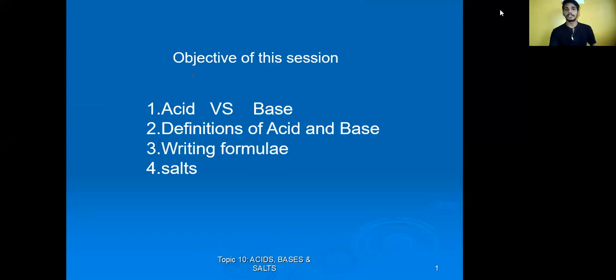Now we're going to talk about acids, bases and salts in the whole session. So what are the objectives of this session? That is more important. We're going to talk about acid versus bases. Then we're going to talk about the definition of acids and bases. Then we will learn about writing the formula. So let's start with the lecture.